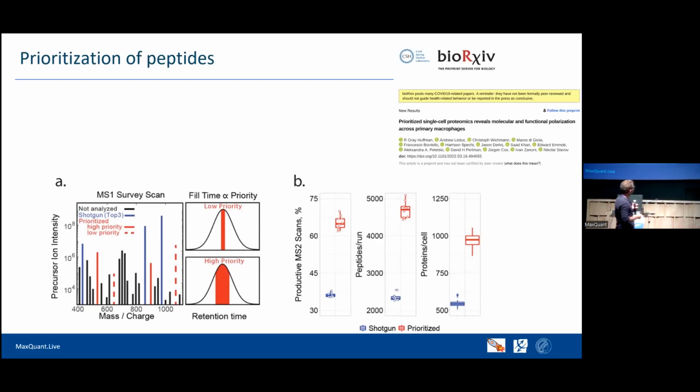And the effect is the following. This is a low priority peptide eluting, so it's probably fragmented only once or twice, but the high priority ones get fragmented more often. That helped them boost what they call productive MS2 scans a lot, going from 35 to 65%, and also the peptides per run and the proteins per cell in a single cell. So with very, very low signal, it could be improved a lot.